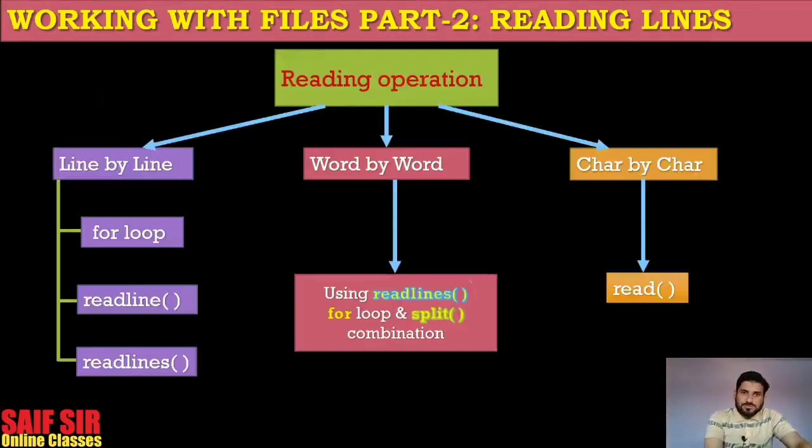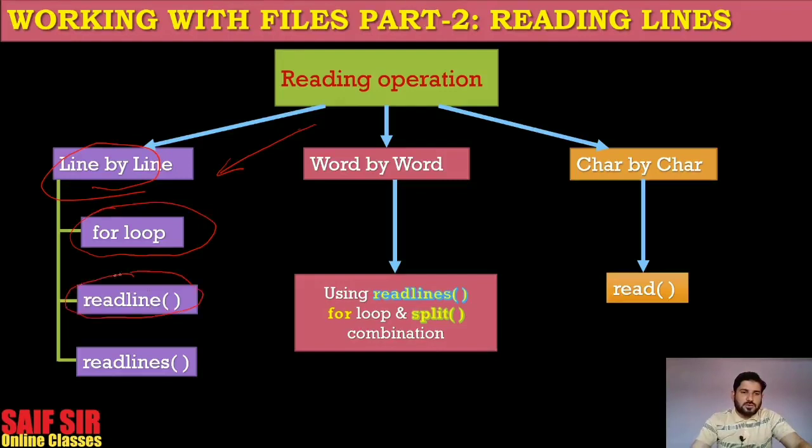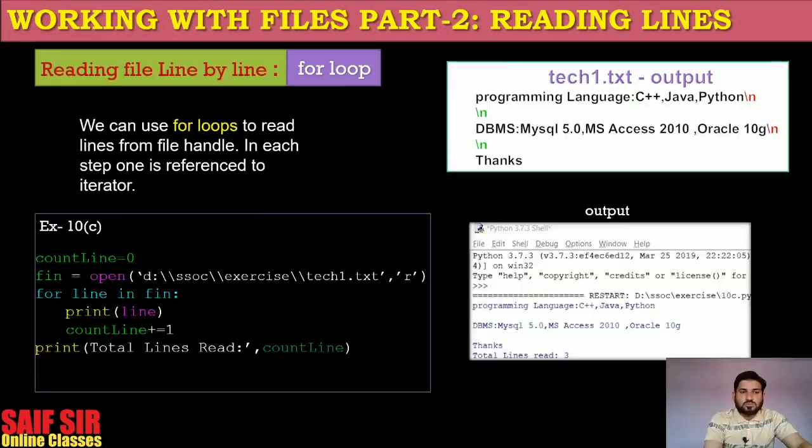Now, this is a hierarchy. Reading operations are basically of three types. Line by line reading. Line by line reading is possible by using a for loop, which is in our next slide. Then either you can use readline or readlines. There are three methods. Let's come to it.